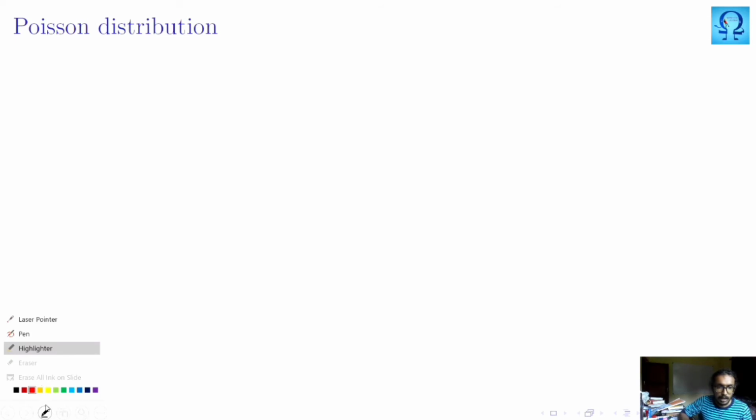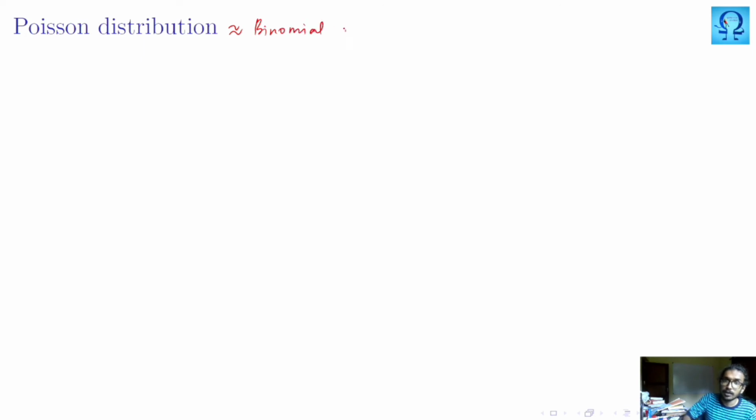Okay, I told you guys that Poisson is an extension of binomial. In binomial, we repeat the trial a finite number of times, whereas in Poisson we do it an infinite number of times. That means indefinitely we are doing it. Now Poisson distribution is the approximation of binomial distribution. That is what we are going to prove now.